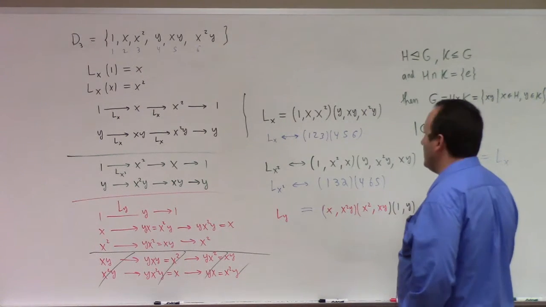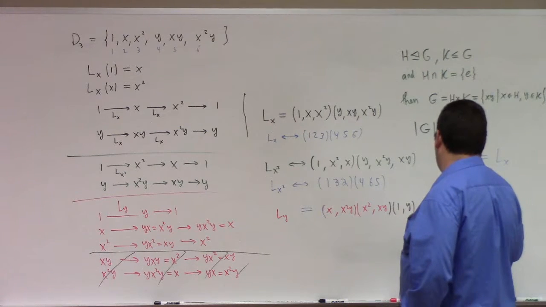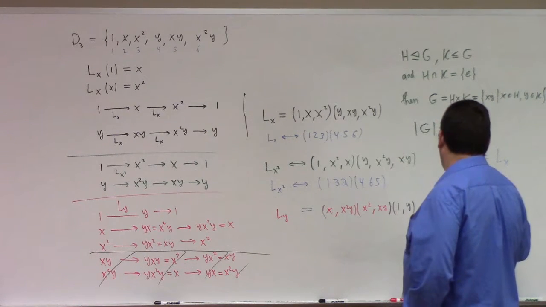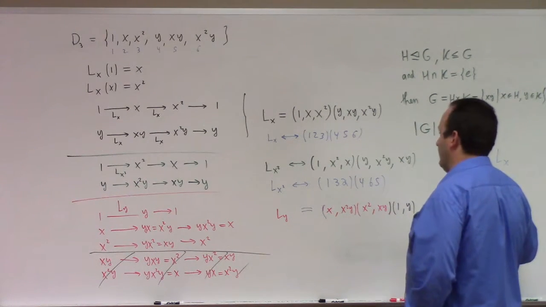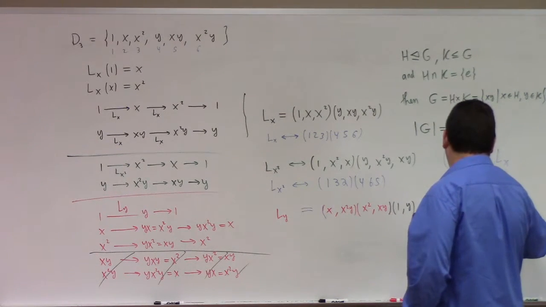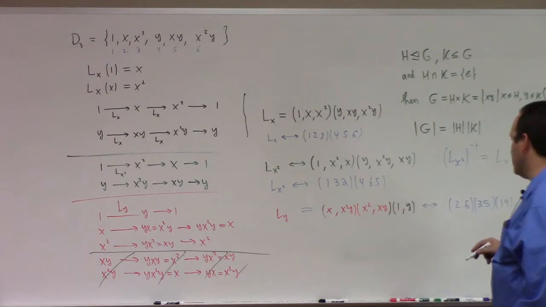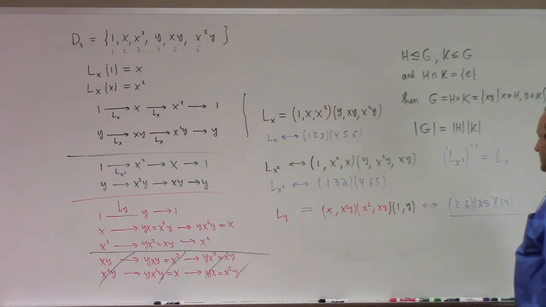Let's see. Oh, wait. No. Right now we have 2, 6, yeah, and then 3, 5, and then 1, 4. You just had them in a different order, and that's cool. So that one. And what else is there to calculate?